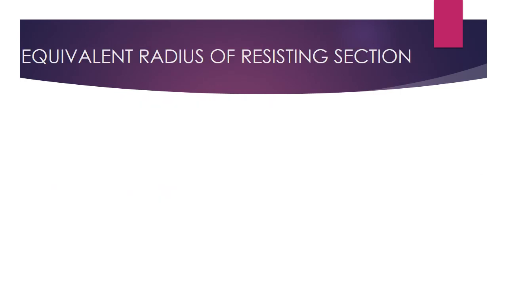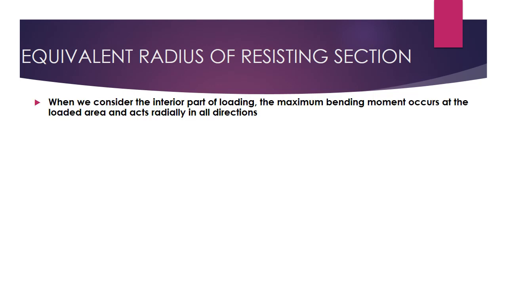Now, equivalent radius of resisting section. What does it mean? We will try to understand. We have already discussed the critical load positions, in which we had interior loading position, edge loading position and corner loading position. When we consider the interior part of loading, the maximum bending moment occurs at the loaded area and acts radially in all directions.